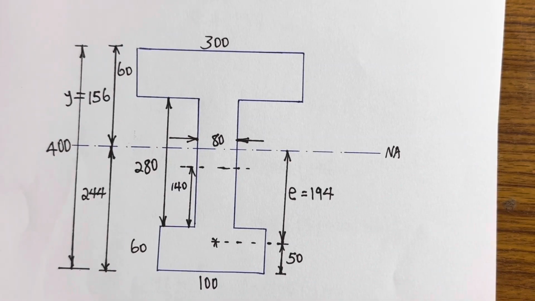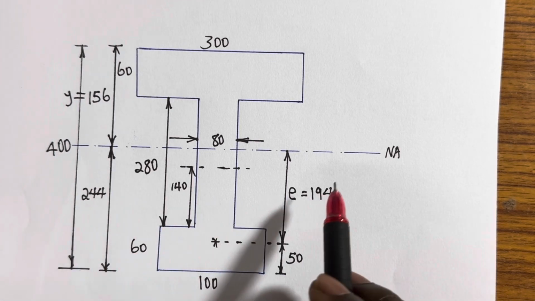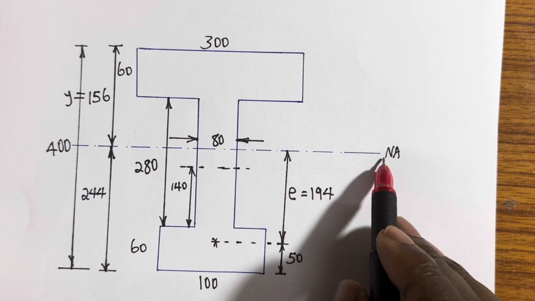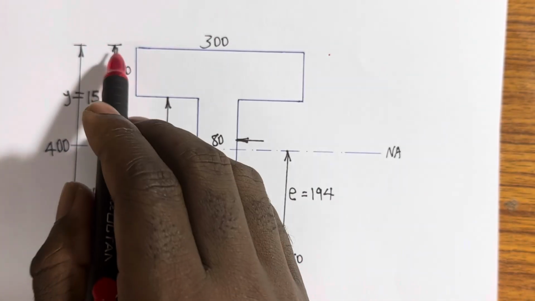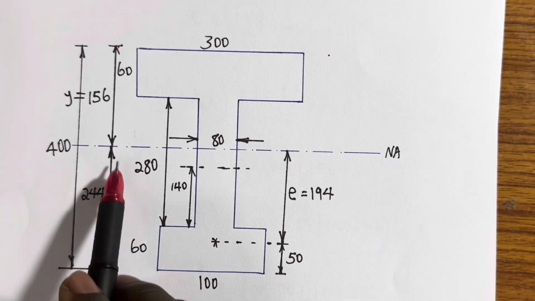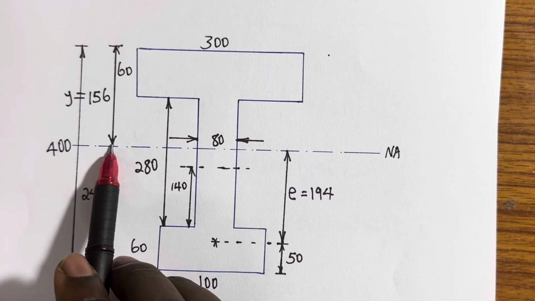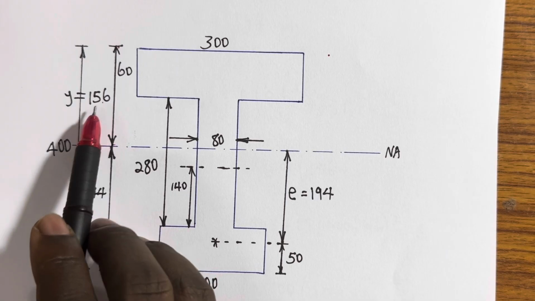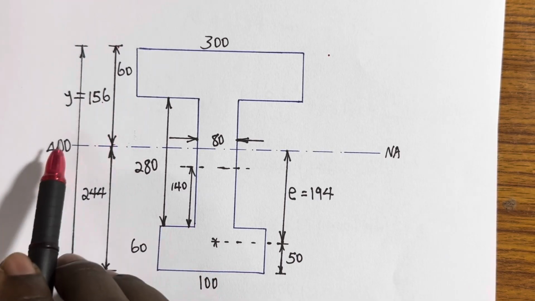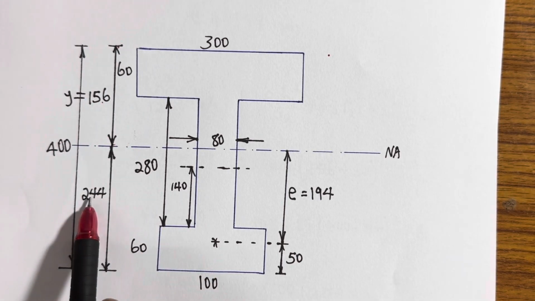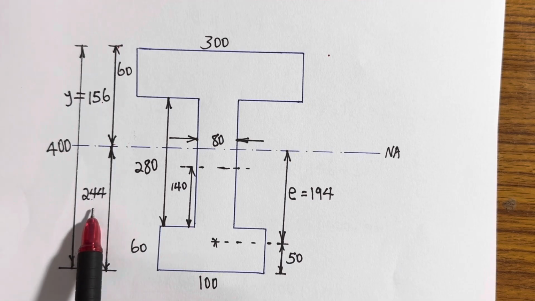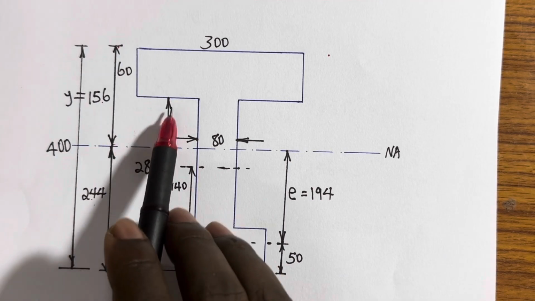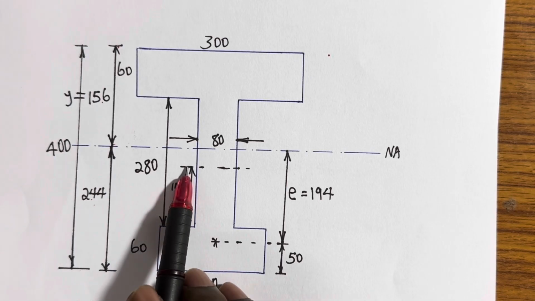In detail, this is our figure. Now I've added where we have the neutral axis, from the top up to this center where we have this neutral axis or the centroid, it's 156. That's the value of y that we got. That means if you deduct it from 400, you get 244. That's why we have 244. And as I told you, here is 280, and half of this 280 is 140.